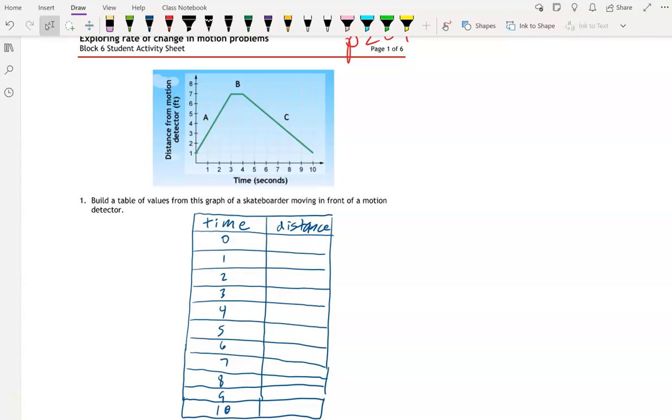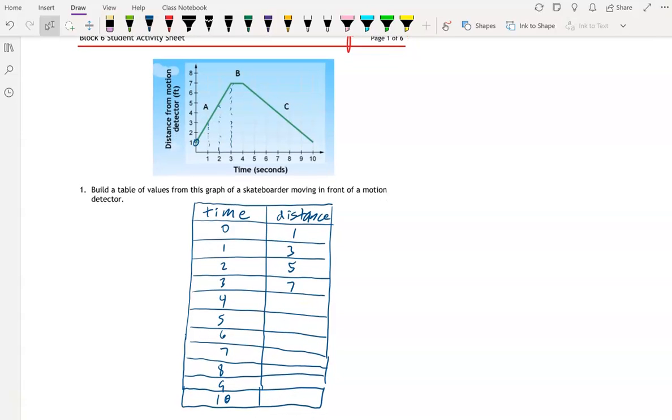the motion detector. At 0 seconds, you can see he is at 1 foot from the motion detector. At 1 second, his distance from the motion detector is 3 feet. At 2 seconds, 5 feet. 3 seconds, and you're just going to keep going, filling in this table based on your graph. So go ahead and pause the video and take a few moments to finish your table so that you're ready for the next activity.